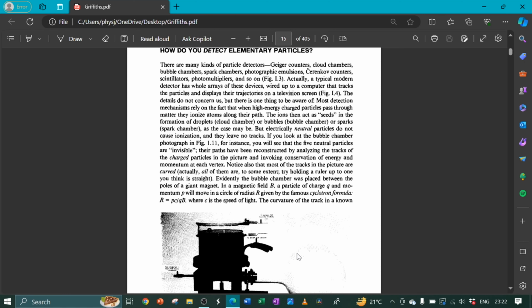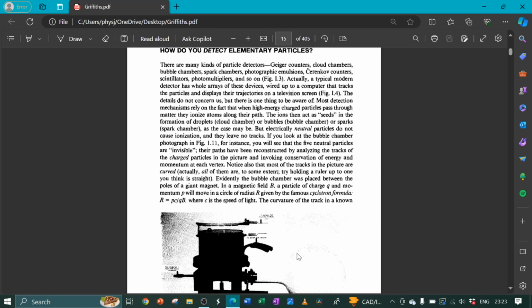But electrically neutral particles do not cause ionization and they leave no tracks. If you look at the bubble chamber photograph in Figure 1.11, for instance, you will see that the neutral particles are invisible. Their paths have been reconstructed by analyzing the tracks of the charged particles in the picture and invoking conservation of energy and momentum at each vertex. Notice also that most of the tracks in the picture are curved. Actually, all of them are, to some extent. Try holding a ruler up to one you think is straight. Evidently, the bubble chamber was placed between the poles of a giant magnet.